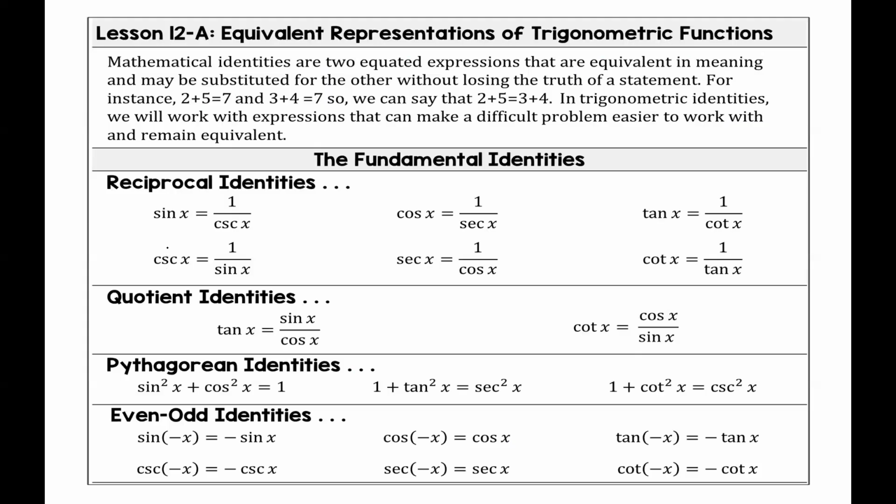If you think about this in terms of our x's and y's, if sine x is y, that means cosecant x is 1 over y. Let me write. So this equals y. So this equals 1 over y.